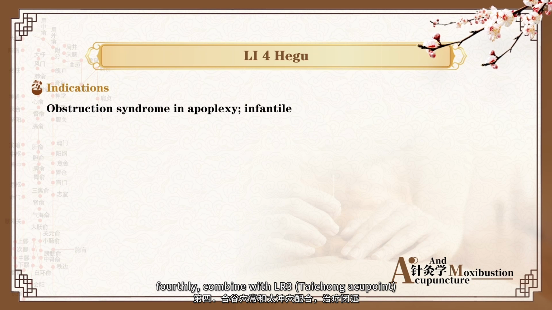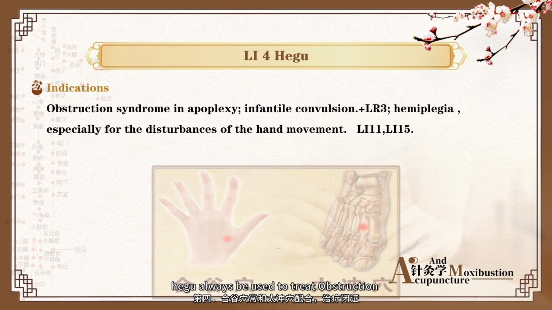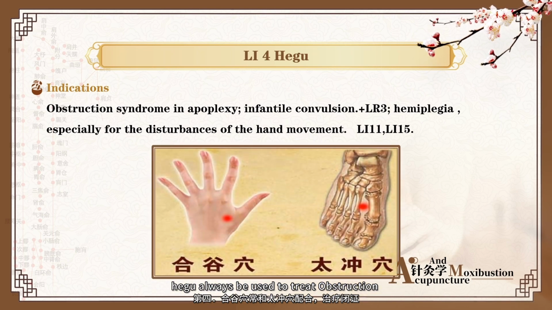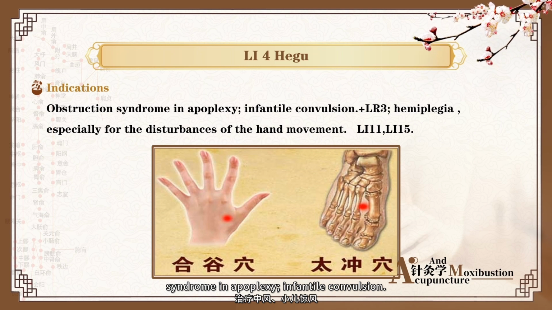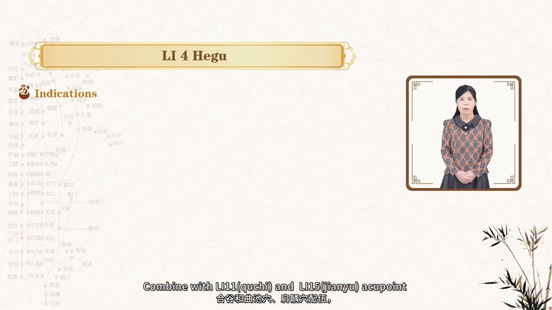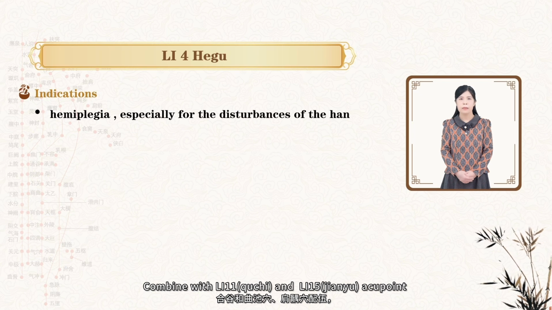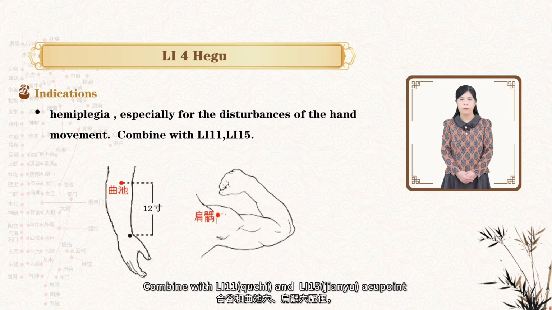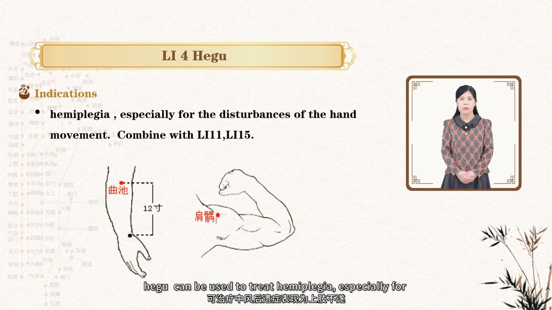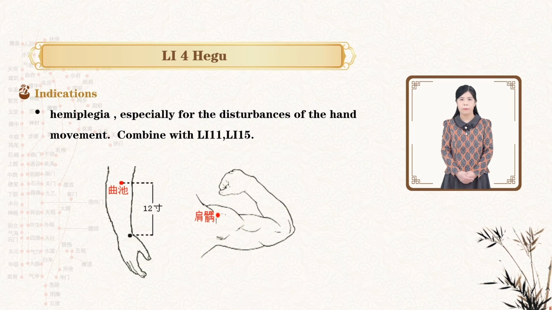Fourthly, combined with liver 3 Taichong acupoint, Hegu is always used to treat obstruction syndrome in apoplexy, and facial convulsion. Combined with large intestine 11 Quchi acupoint and large intestine 15 Jianyu acupoint, Hegu can be used to treat hemiplegia, especially for the disturbance of the hand movement.